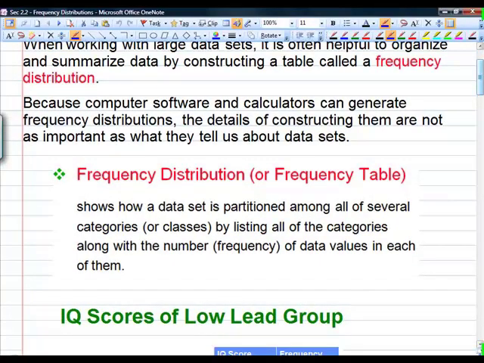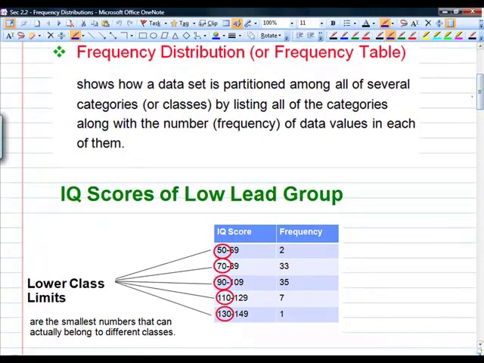Because computer software and calculators can generate frequency distributions, the details of constructing them are not as important as what they tell us about the data sets. I'm going to show you how you can construct them, but how to interpret information from them is really what I want to focus on. So a frequency distribution is also called a frequency table. It shows how a data set is partitioned among all the several categories or classes by listing all of the categories along with the frequency of the data.